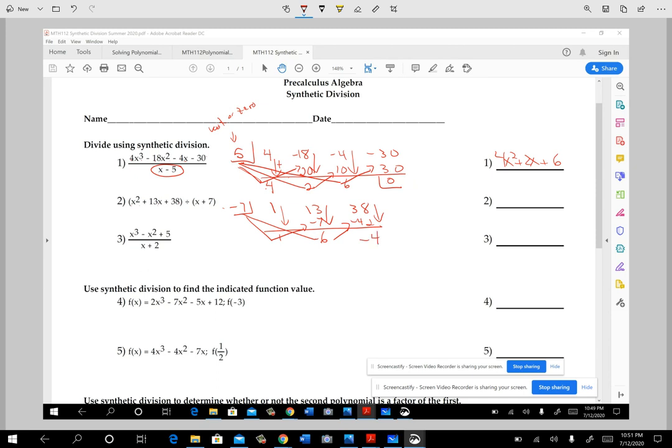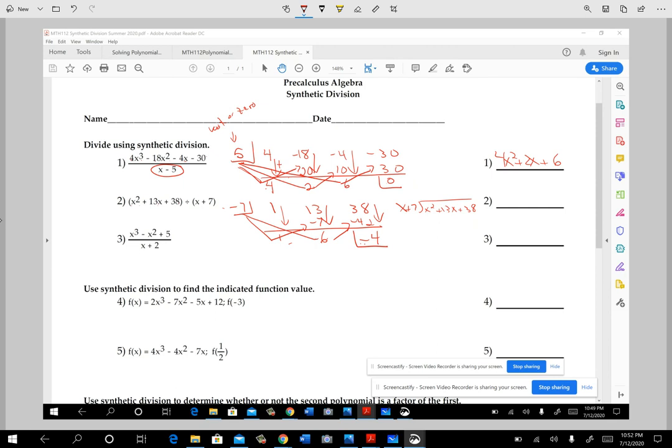All right, now this one's a little different, so you might want to look back at what we had before. -4 is the remainder. So when we divide this x squared plus 13x plus 38 by x plus 7, okay, if we had done it the regular way, we're not going to do it both ways, but I just want you to get used to how you write it.